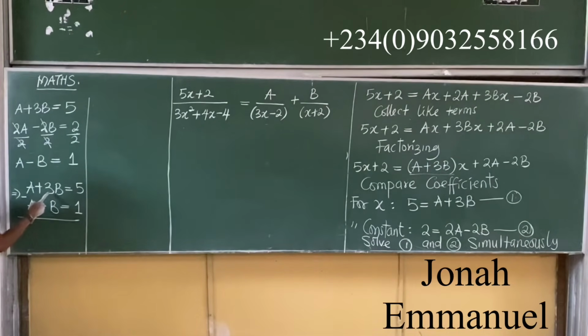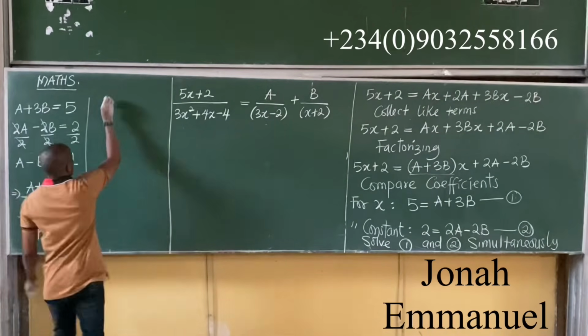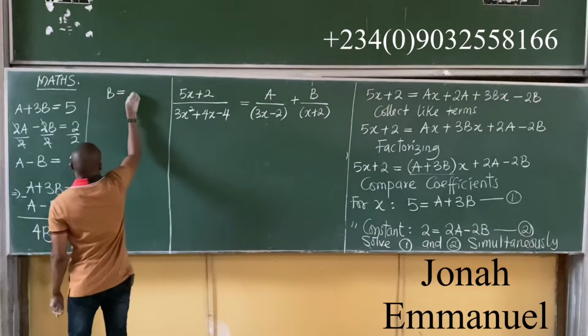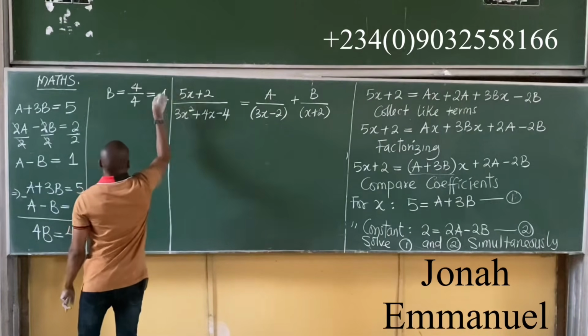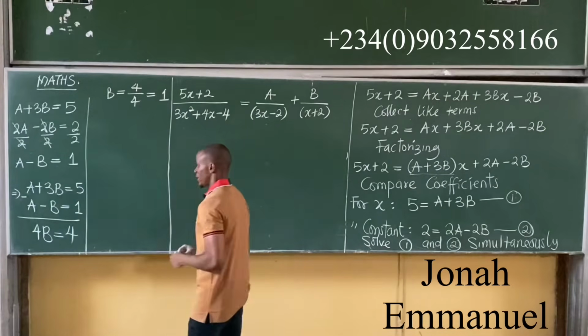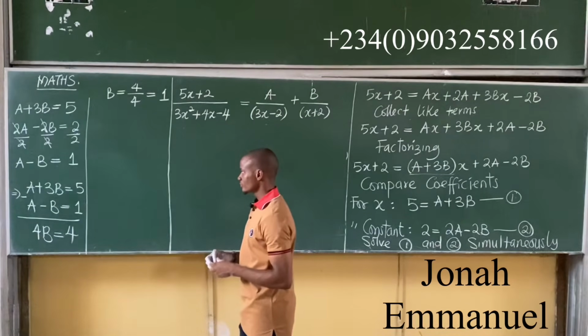From here I have 3b minus b. Minus gives plus. So it now becomes 3b plus b. That gives 4b is equal to 5 minus 1 is 4. From here I can get that b is equal to 4 over 4 and that's equal to 1. So I've got the value of b as 1.